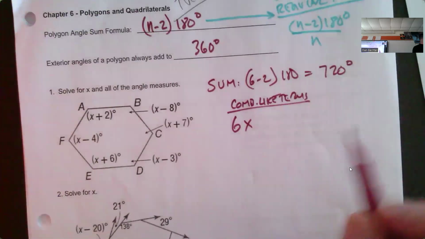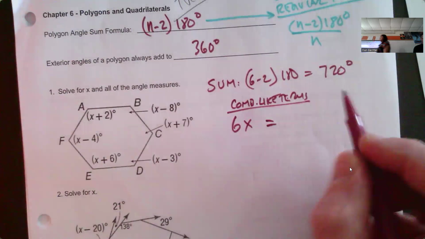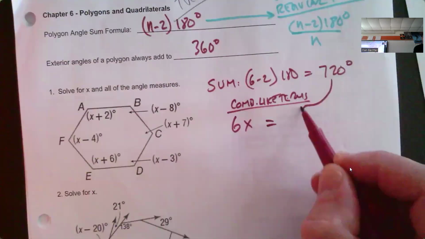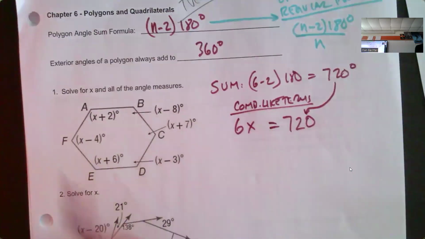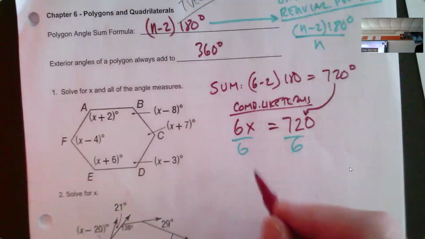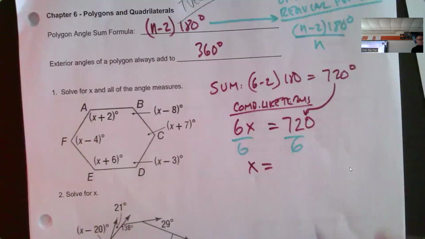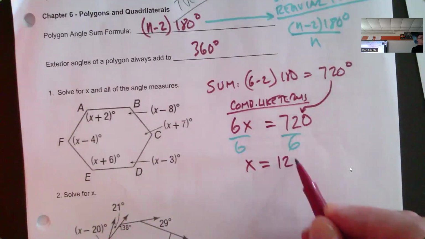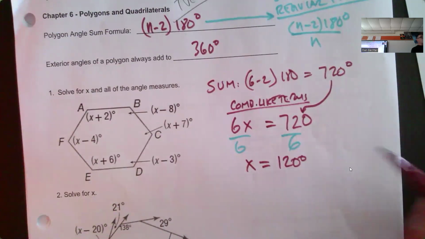Okay, so I've got 6x for this one, and it is equal to 720, because that's the total sum that we have here using our formula. So if they add up to 720 and I take both sides and divide them by 6, then I am going to get that one value for x is going to equal 120. Am I correct? Now, guys, I know that you can do this math.